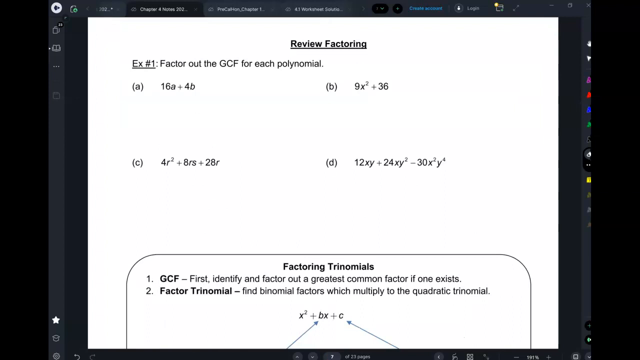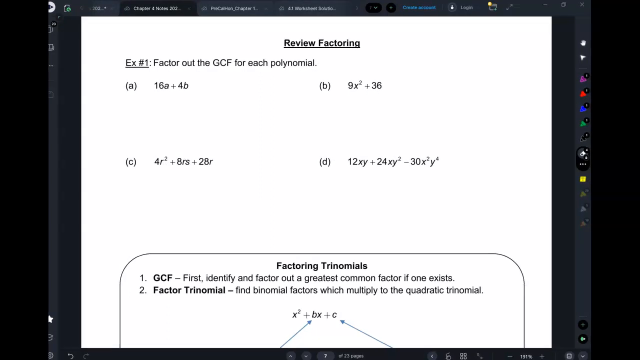I have a couple of pages of just factoring review, and then next time we're going to do the next section. Okay. So go ahead and turn off your calculators, and you can put them away. We don't need them right now. Okay. So let's review some factoring.